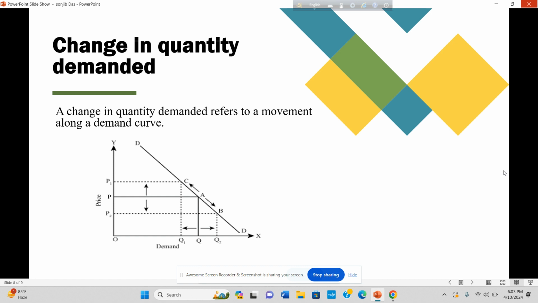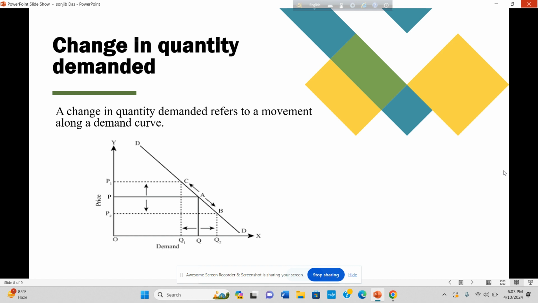Next, we move to the change in quantity demanded. A change in quantity demanded refers to a movement along a demand curve. A change in quantity demanded is a movement from one point to another point on the same demand curve that is caused by a change in the price of the good.